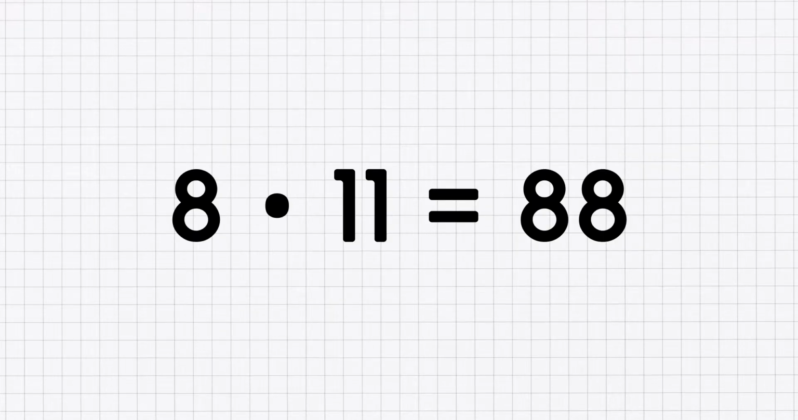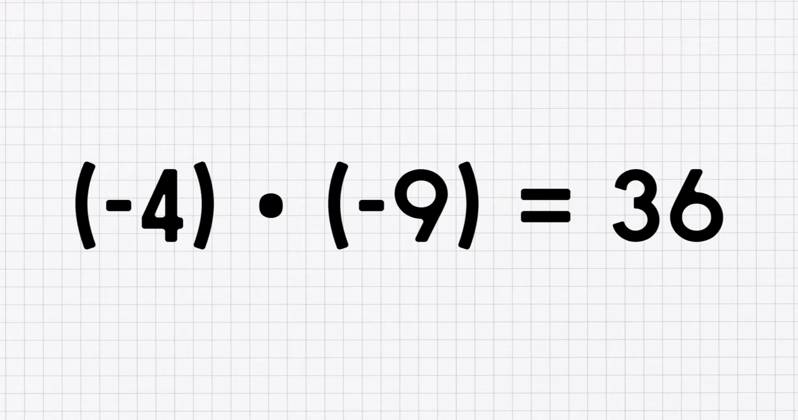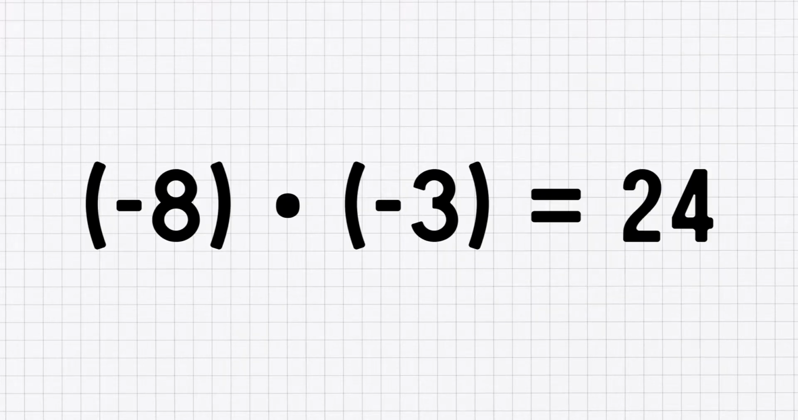Next, we have 8 times 11, which gives us 88. We have here negative 4 times negative 9. So just multiply the number and the product is always positive, which gives us positive 36. And for the last example, we have negative 8 multiplied by negative 3, which gives us positive 24.